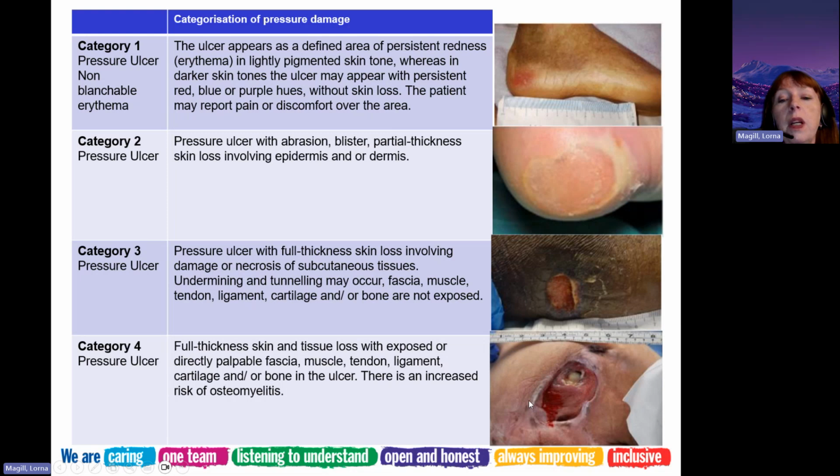And unfortunately, we are all familiar with what a category 4 pressure ulcer presents as, where we have full thickness skin loss, and we are right down to the underlying structures being exposed, such as fascia, muscle, tendon, bone. When we have exposed bone, we are at a very increased risk of development of osteomyelitis.